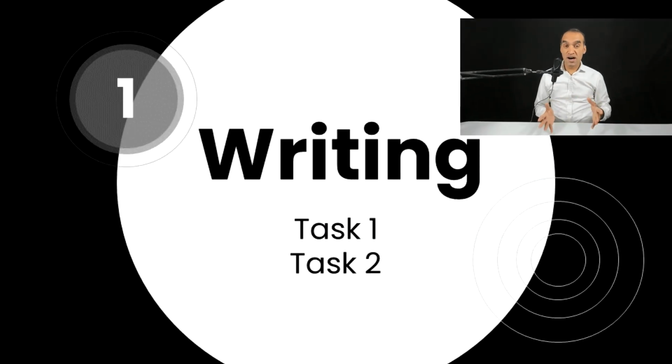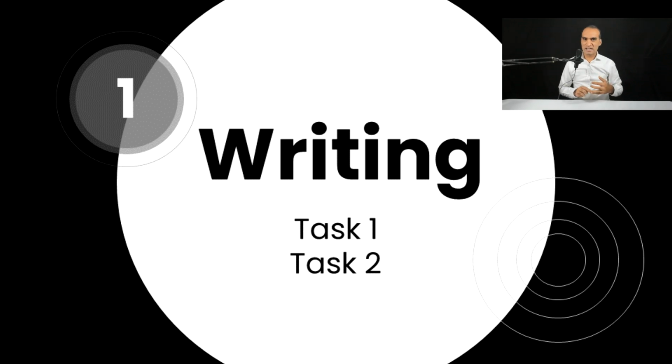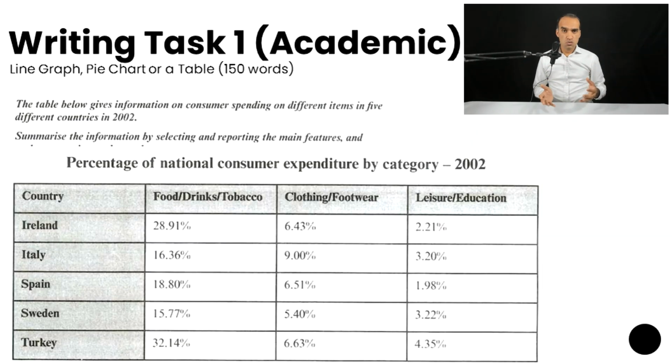Let's quickly first talk about writing. In the writing test, you will be given 2 tasks, task 1 and task 2. In writing task 1, you will have to write a report in the academic module, while in general training, you will have to write a letter, formal or informal. In terms of a report, you will have to write more than 150 words in 20 minutes.